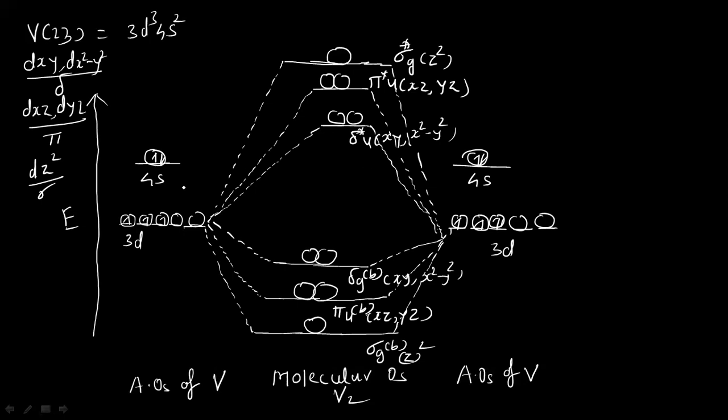Then this 4s orbital is also suitable for the formation of the sigma bond. So let us represent the 4s orbital here. For the formation of the bonding molecular orbital, the 4s orbital can overlap with the other 4s orbital. This is the sigma g bonding, formed by the overlapping of the s orbital of this vanadium and the s orbital of this vanadium.